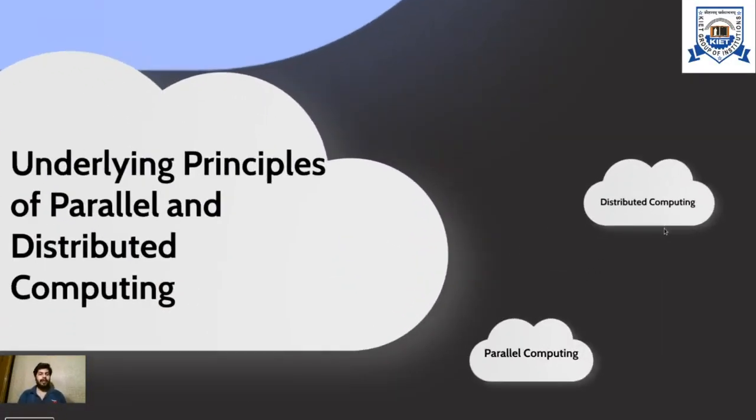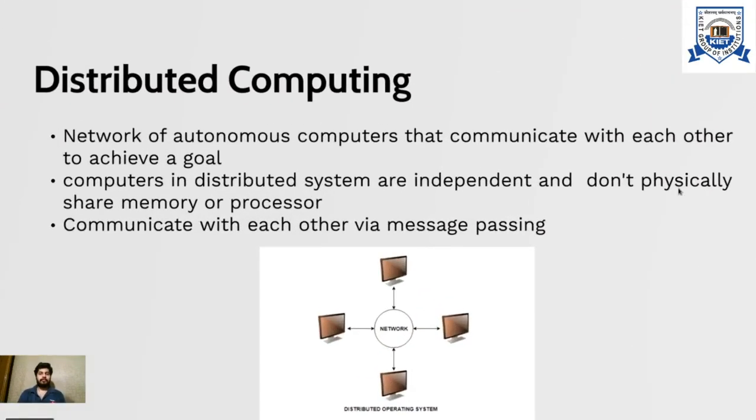Now let's talk about some underlying principles of parallel and distributed computing. Let's talk about distributed computing first. In distributed computing, there are networks of autonomous systems that communicate with each other to achieve a common goal. Computers in a distributed system are independent and don't physically share memory and processor. They communicate with each other via message passing.